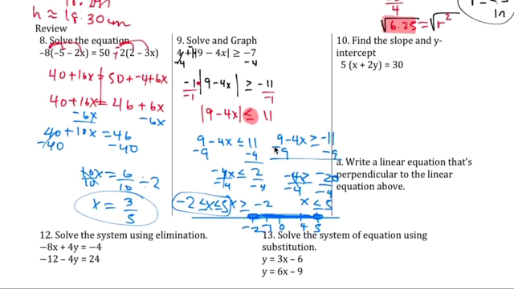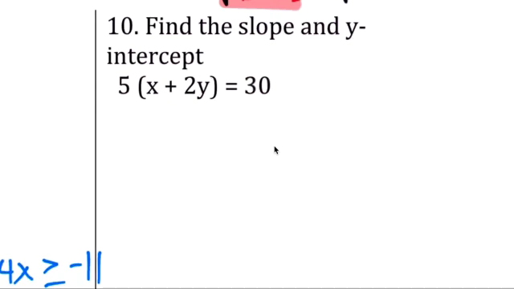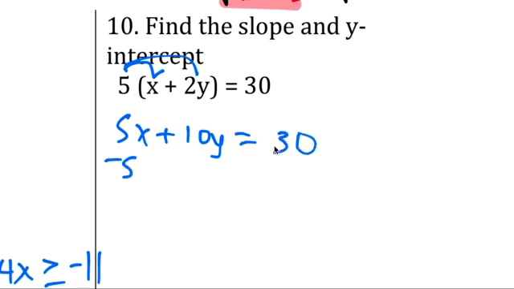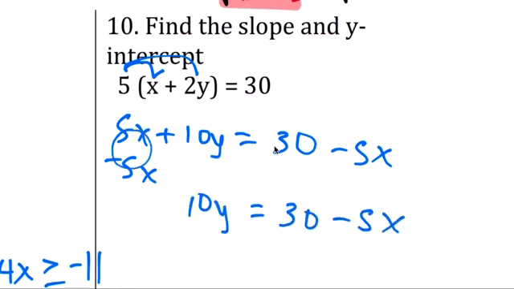Okay? Find the slope and y-intercept. Okay. Let's distribute. 5x plus 10y equals 30. Minus 5x, 10y equals 30 minus 5x. Divide by 10 to all of them.